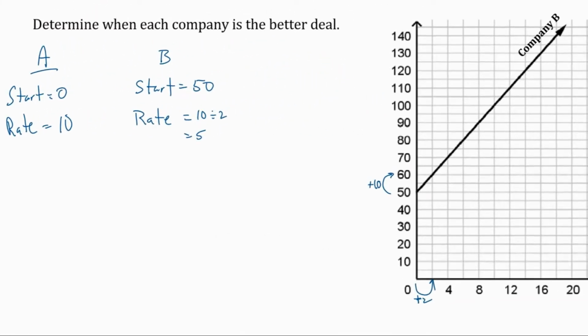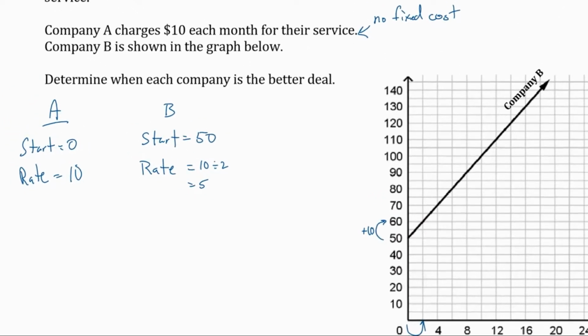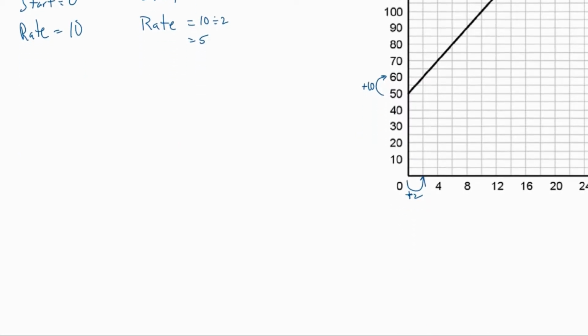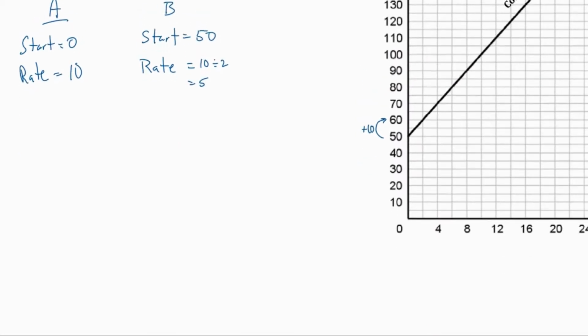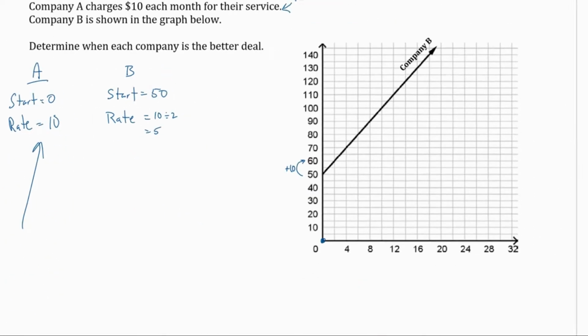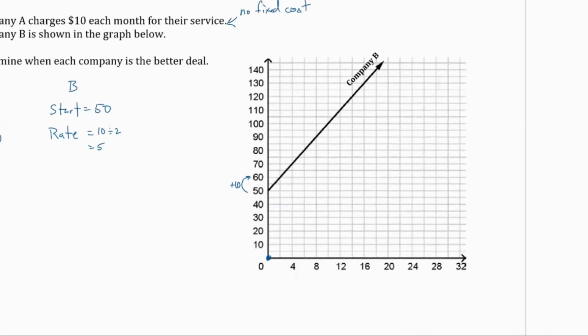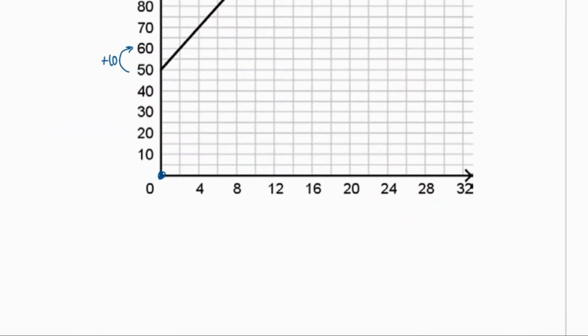Okay. When each company is the better deal. So I'm going to graph company A, because I think that's going to help, again, visualize it. So A has a start of 0. And in one, what is this? Number of songs. Oh, it does. The graph's not labeled properly. Whoops. I'm going to think that this must be the number of songs streamed kind of thing.